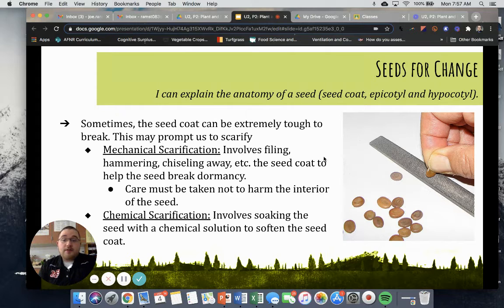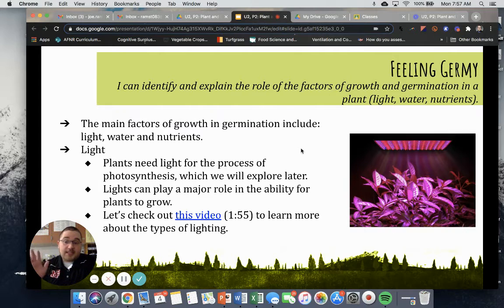Okay? And chemical scarification involves the soaking of the seed with a chemical solution to soften the seed coat, again allowing for that plant to emerge. Okay? So that's where we're going to stop for now. We're going to talk about germination here in the next video, but hopefully that gave you a nice overview of the anatomy of seeds at least.